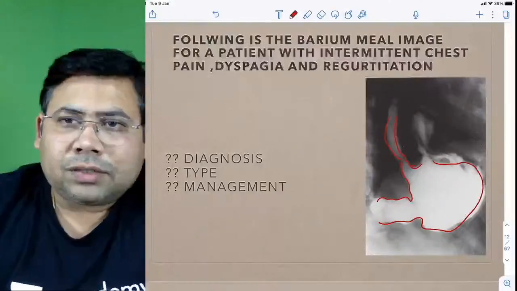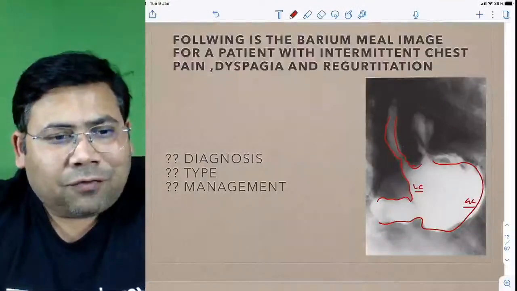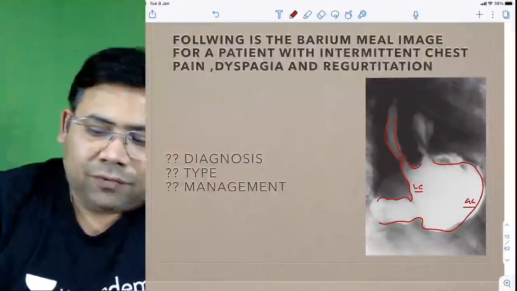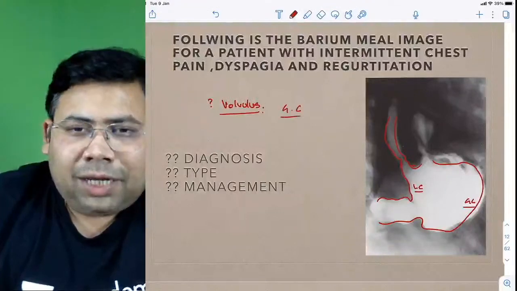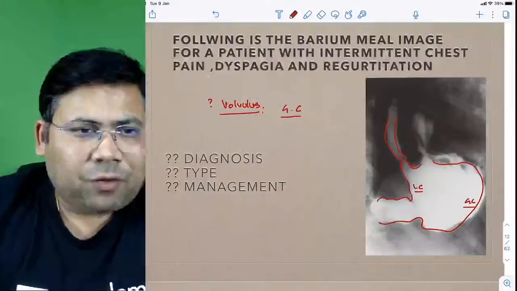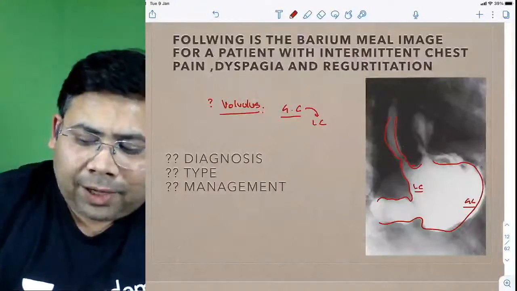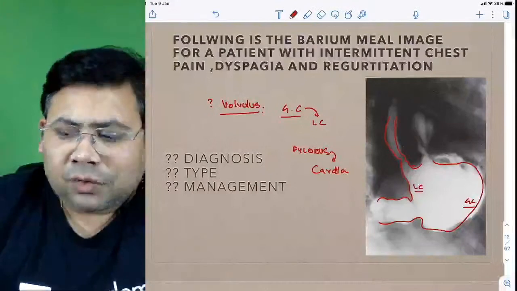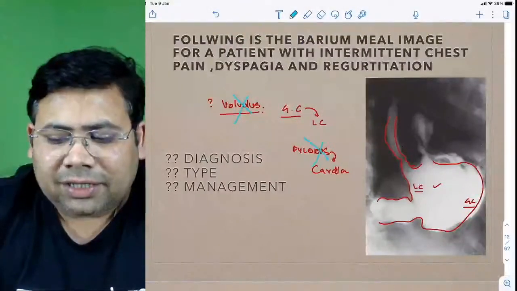But see, had it been volvulus, if you see, this is the lesser curvature, this is the greater curvature. The integrity of lesser and greater curvature both is maintained. Why is it not a volvulus? If it was volvulus, the type which is generally common is organoaxial. We have two types, organoaxial and mesenteroaxial. The greater curvature will be on the lesser curvature, and the pylorus will be overlying the cardia. This is the difference. In this, there is no such thing. So it can be anything, but it cannot be a volvulus. Are you getting this point?